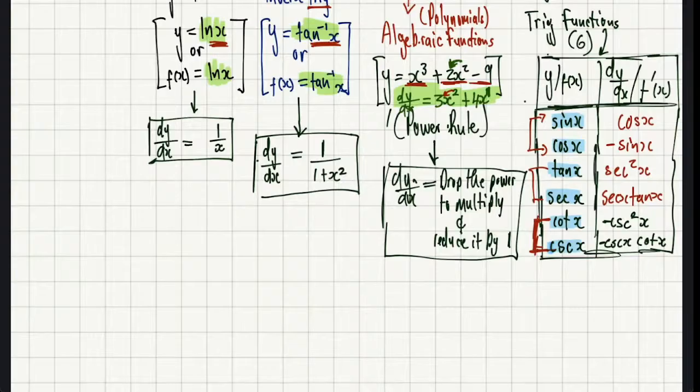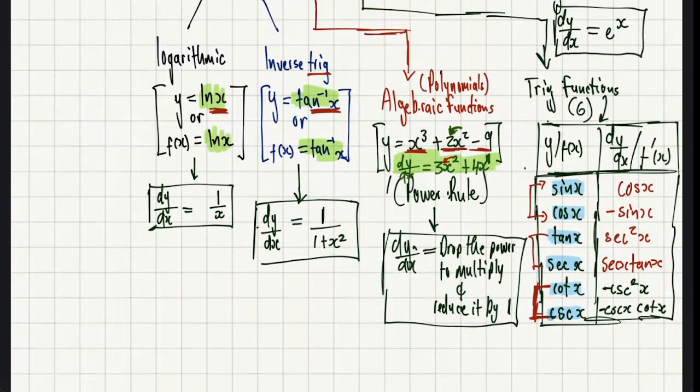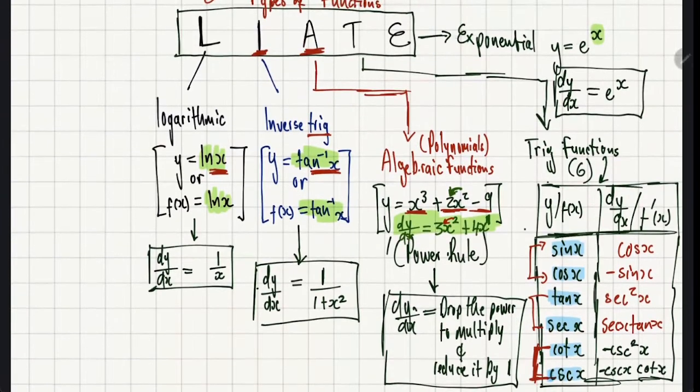Sine x, cos x, tan x. That's the trig. Don't create your own. It's sine of x. The last is E on the 5 types. L logarithmic ln x. I inverse trig tan inverse of x. Its derivative 1 over 1 plus x squared.